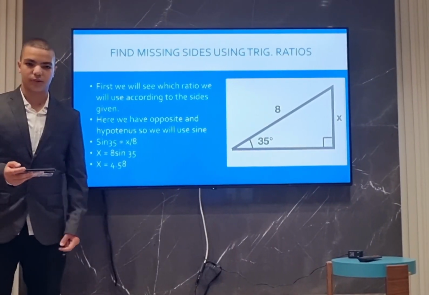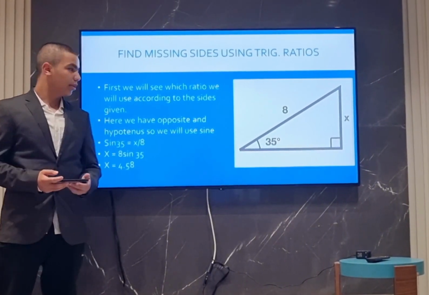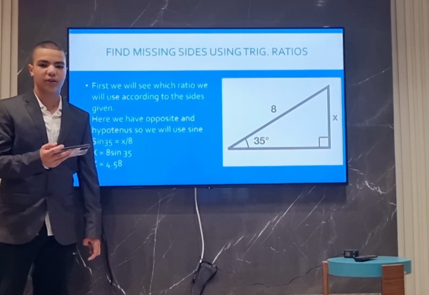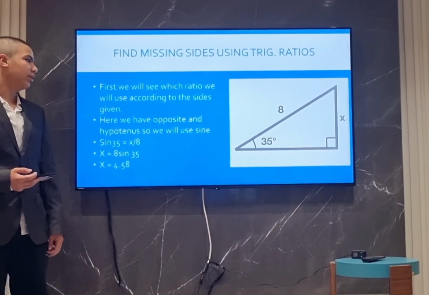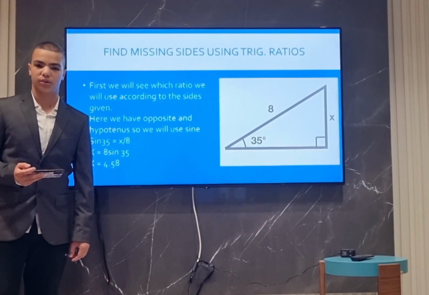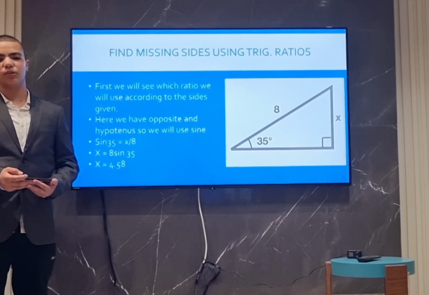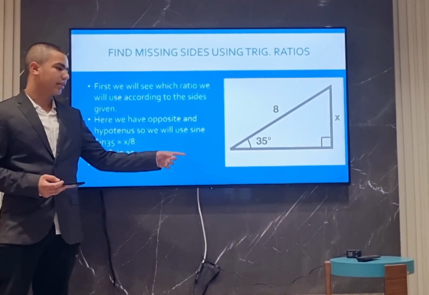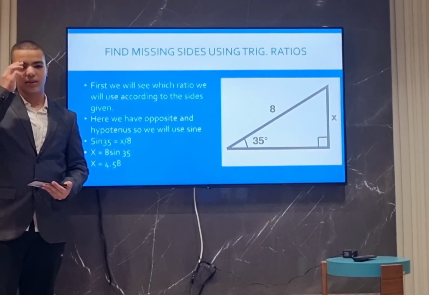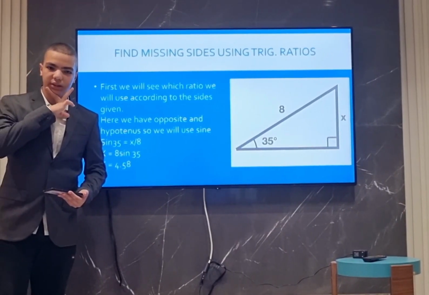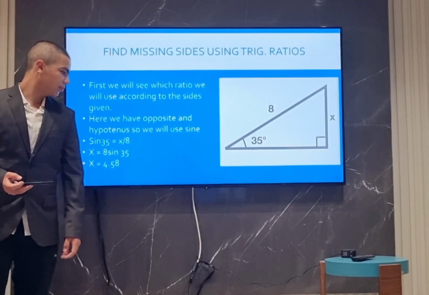Okay, so the first type of questions is find the missing sides using the trigonometric ratios. Here we have a right angle triangle. We want to find x. We have angle 35, so we need to know which ratio we will use. Here we have opposite and hypotenuse, so we will use sine. Sine 35 is equal to x over 8. To find x, we multiply 8 by sine 35, and the answer will be 4.58.